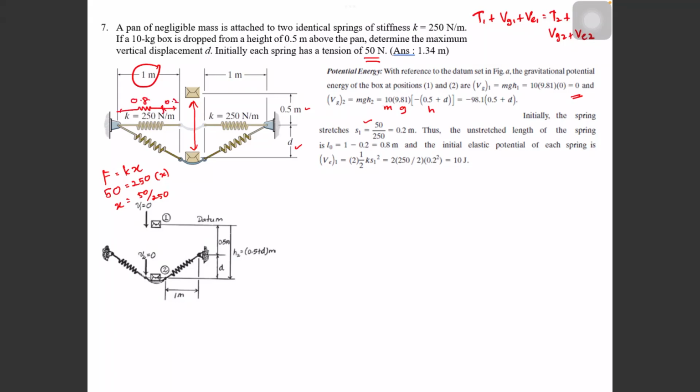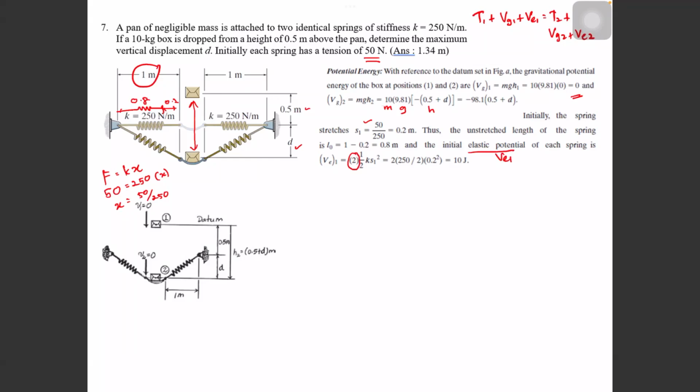Okay, so 0.8 is your unstretched length of the spring. And then the initial elastic potential for each spring is, so you have VE1. So this is VE1 setengah KS square. So darab dengan 2, sebab apa? Sebab kita ada 2 spring. Okay, we have 2 spring, just times 2 lah.